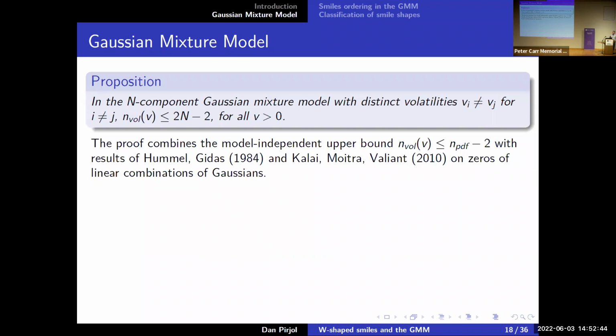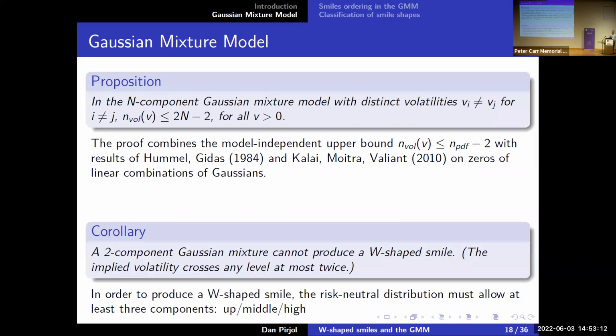So in addition to the upper bound I proved earlier, this uses a result due to several authors on zeros of linear combinations of Gaussians. They proved that the number of zeros of a linear combination of Gaussians is bounded from above by something related to the number of Gaussians. In particular, a very surprising result, if you plug in n equal 2, you get that the number of vol crossings is at most 2. So no way you can get a W-shaped smile.